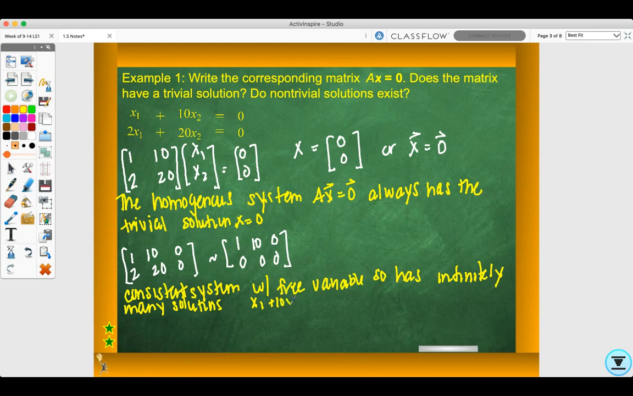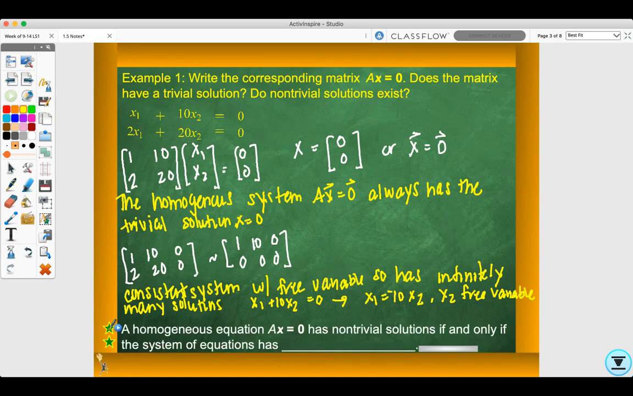x1 plus 10 x2 equals 0 goes to x1 equals negative 10x2, where x2 is a free variable. A homogeneous equation, AX equals 0, has non-trivial solutions if and only if the system of equations has at least one free variable.